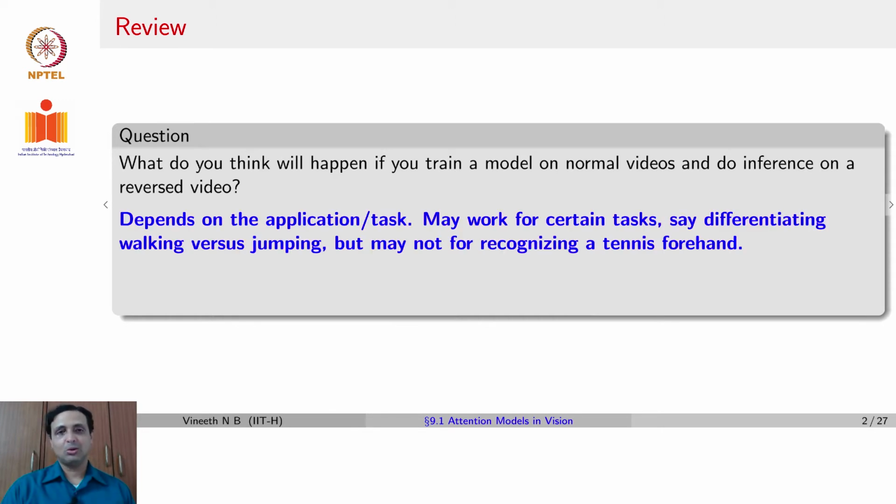It depends on the application or task. For certain activities, let's say you want to differentiate walking from jumping, it could work to a certain extent even if you tested it on a reversed video. However, for certain other activities, say a sports action such as a tennis forehand, this may not be that trivial.